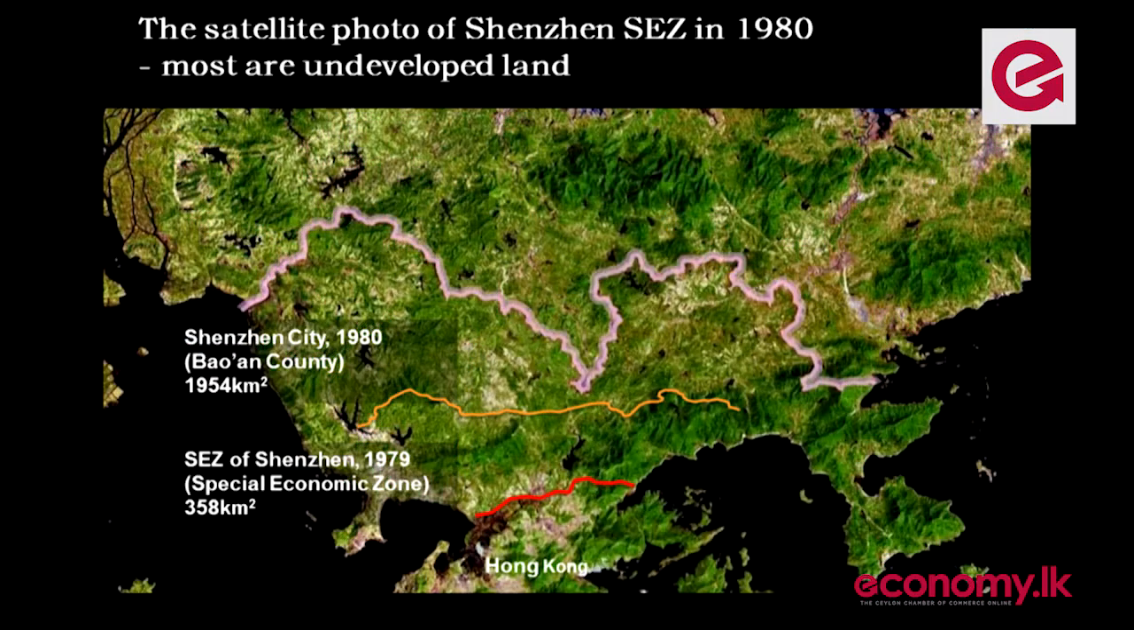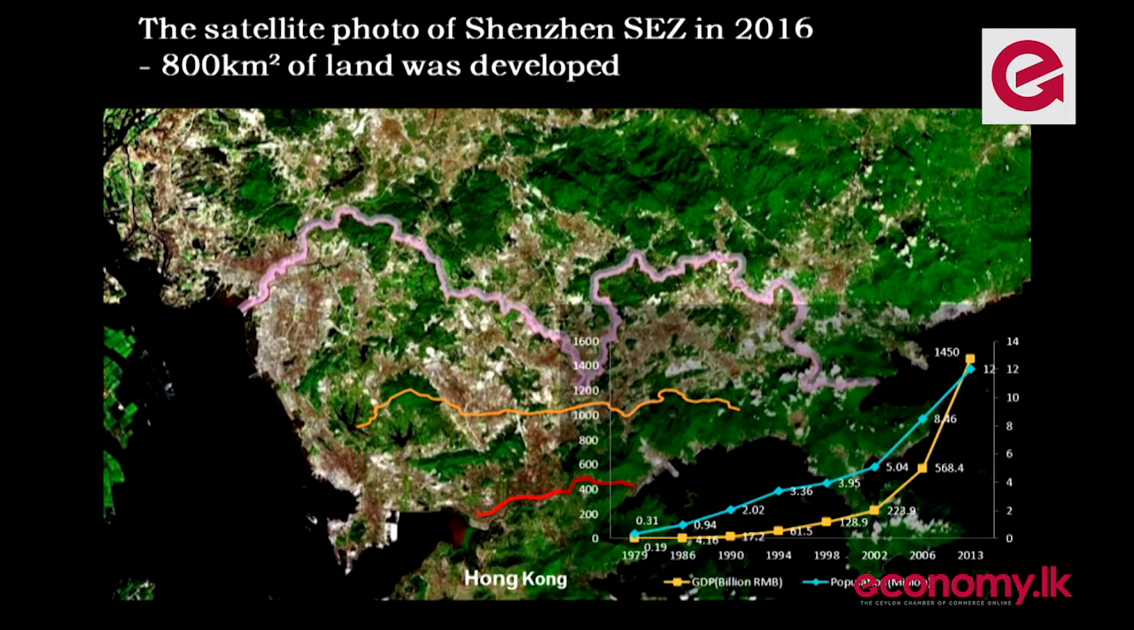This is the satellite photo of Shenzhen taken in the 1980s. Look, you will find that at that time, most of the land was undeveloped. And next, you will see a new satellite photo taken in 2015, and you will find 800 square kilometers had been developed.